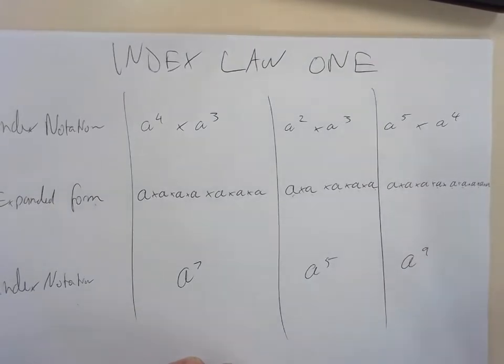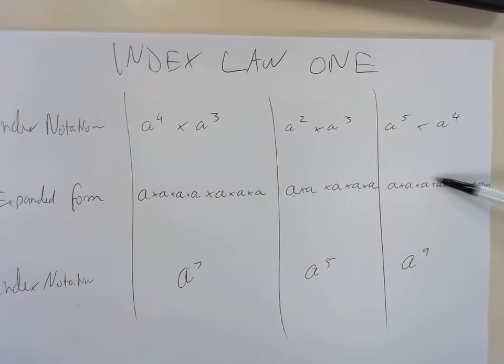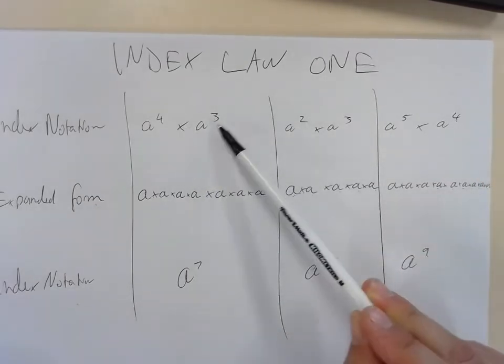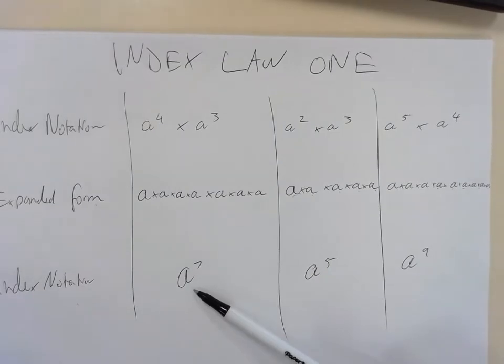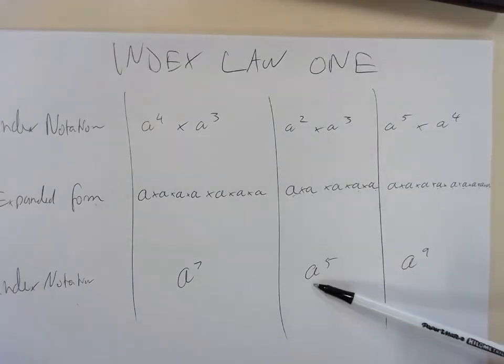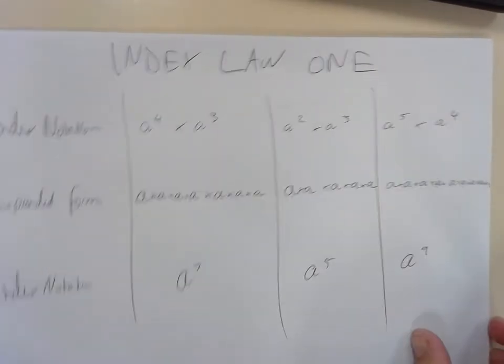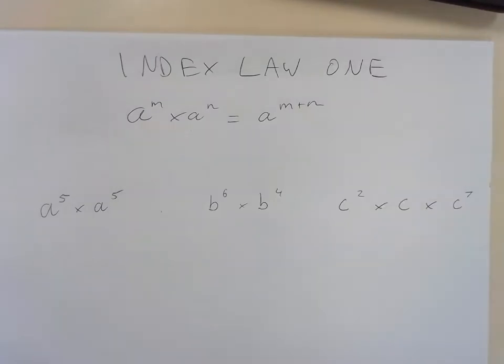And then I've got to look for my links. How do I go from here to here? Well, I've got 4 and 3 to get to 7, 2 and 3 to get to 5, 5 and 4 to get to 9, and hopefully you can figure out I'm just adding those together. And so our index law 1, therefore, is a to the power of m times a to the power of n equals a to the power of m plus n.